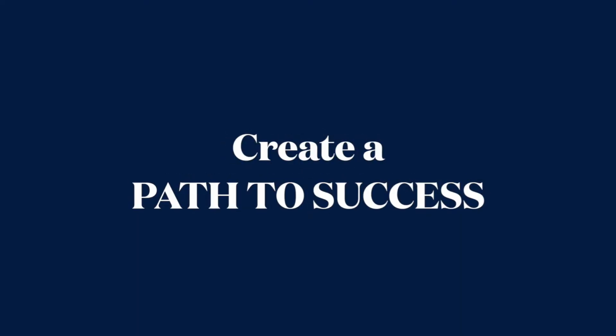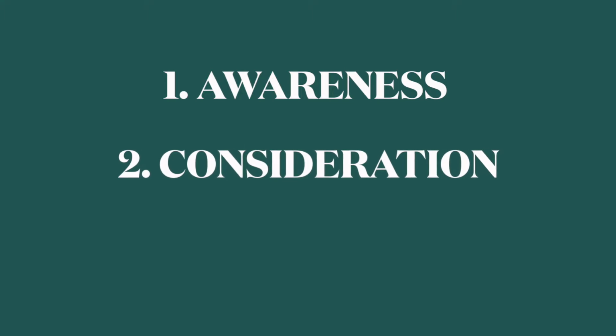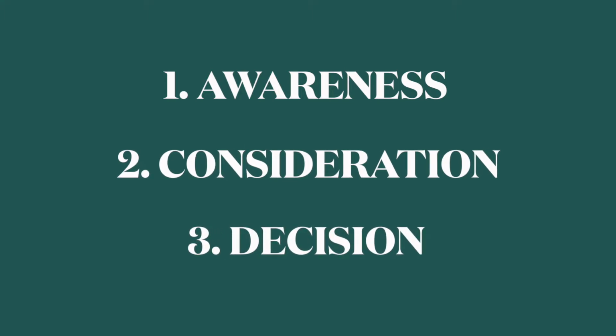Create a path to success. Create a campaign roadmap with tangible activities. So to do this, you first have to consider the customer's path to purchase. So that is first off awareness, second off consideration, and thirdly, their decision. In what ways can you reach your customer in each of these steps?